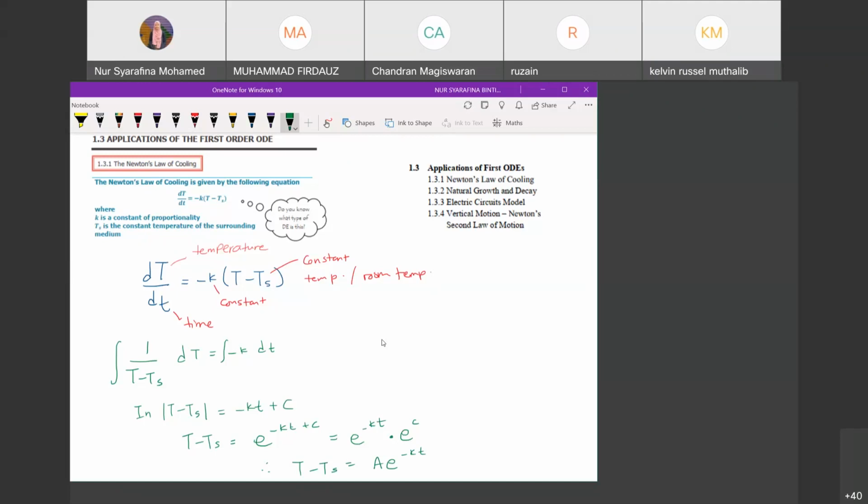Okay? So your T can be written as Ae^(-kt) plus Ts. This is the solution of temperature here. If the initial condition is given, then we can find the value of A. Understand or not? Any question?